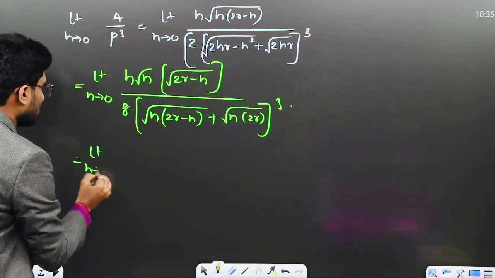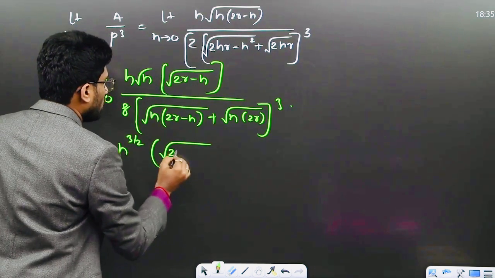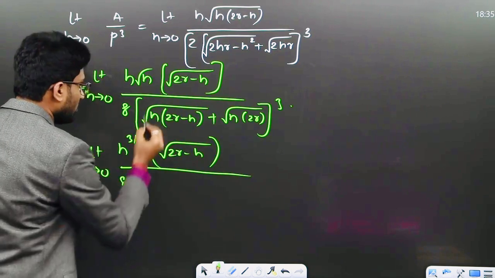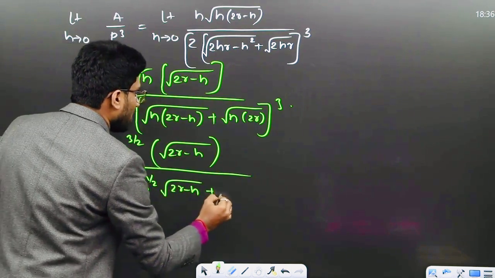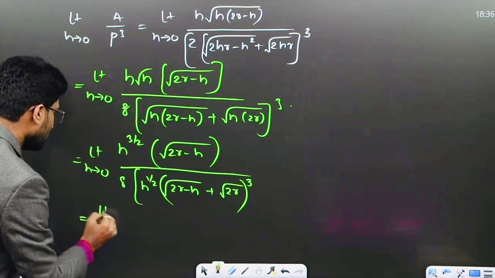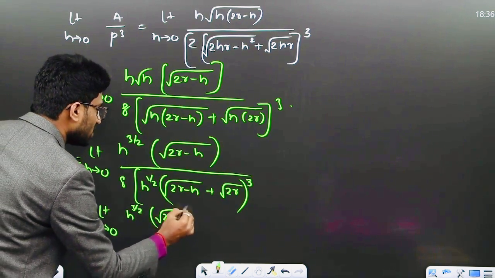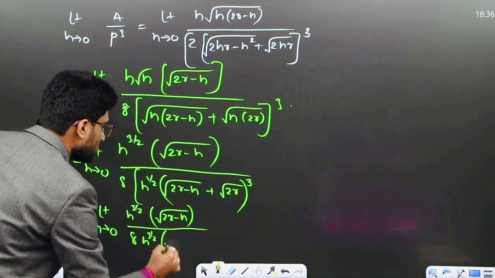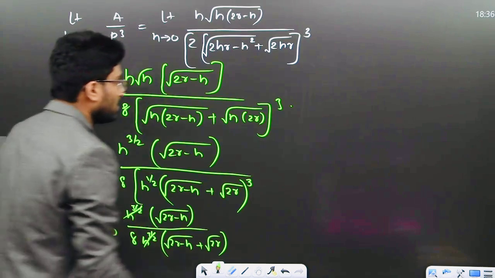That becomes limit H tends to 0 of H times root H, which is nothing but H power 3 by 2, times square root of (2R minus H), whole divided by 8 times root H, which is H power 1 by 2, whole raised to 3, times (root of 2R minus H plus root 2R). Then H power 3 by 2 and H power 3 by 2 get cancelled.